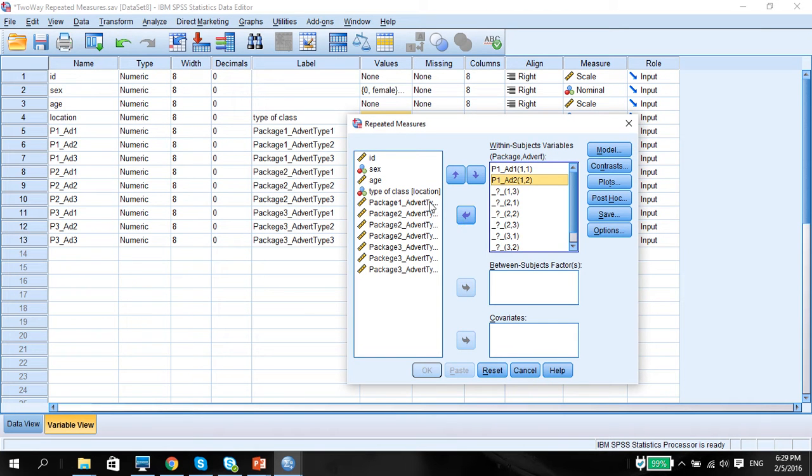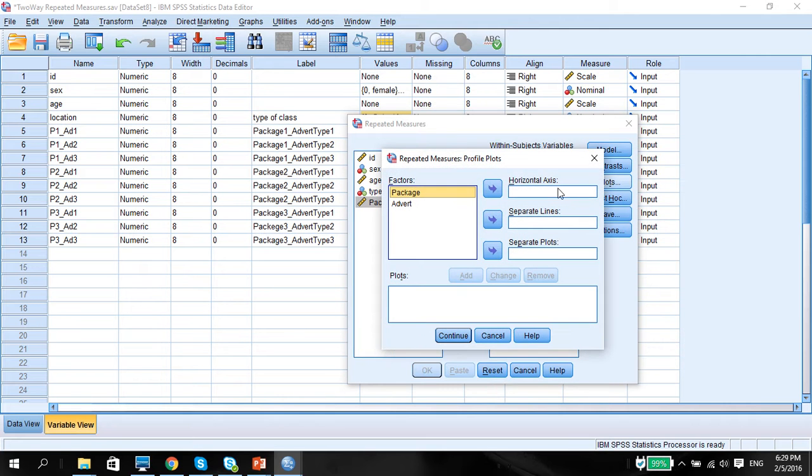So really it depends on how you set up your design. So make sure your design is set up well enough so that you know which one you are supposed to find differences for. So I'm just going to continue on with this. Package 2, advert 1, package 2, advert 2, package 2, advert 3, package 3, advert 1, package 3, advert 2, package 3, advert 3.